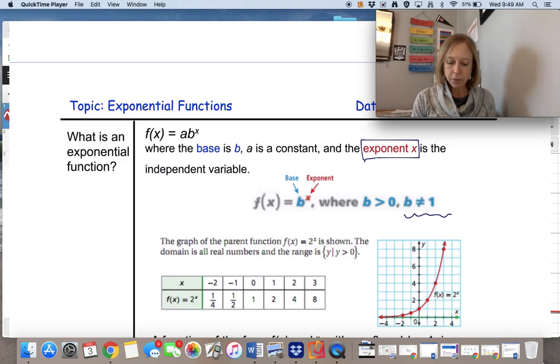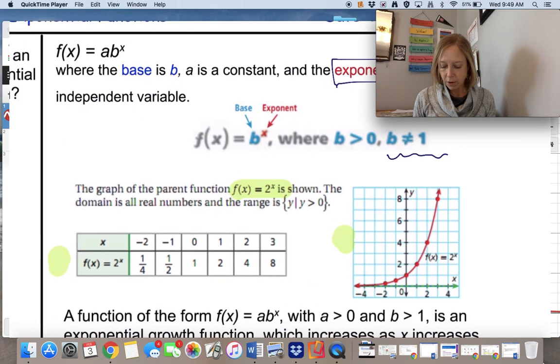Our exponential parent function is right here. It's 2 to the power of x. That function is also what you see here in the table and what you see in the graph. So let's take a closer look at that. We can see that our y-intercept of our graph is 1. We can also see that in the table.